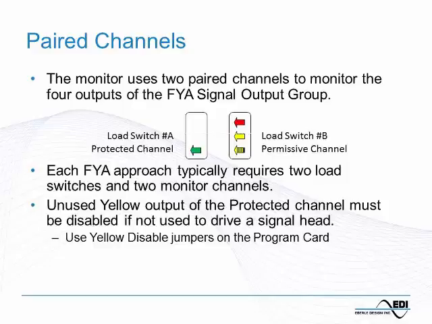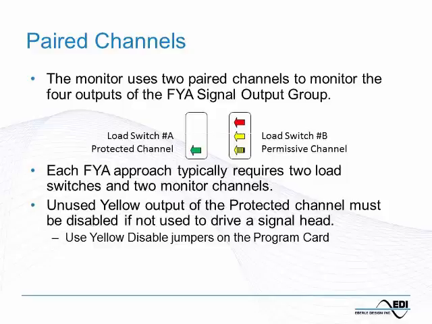By combining these 2 channels into a pair, the monitor knows that all 4 are related. All right, now we have to do something with the unused red and yellow output of load switch A, the protected load switch, because due to load switch leakage current, if a load switch output is unloaded, with no signal heads attached, the monitor will sense it as an active signal. So there's a number of choices there.